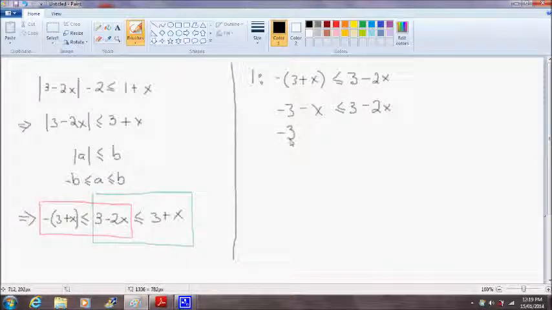Remember, we can treat an inequality pretty much the same way as we can treat a normal equation, except for when we're dividing and multiplying by negative numbers, of course. So that gets rid of the 2x on this side, so we're left with a 3. And now I'm going to add 3 to both sides of the inequality, so that gets rid of the negative 3 on this side. This gives us x is less than or equal to 6.